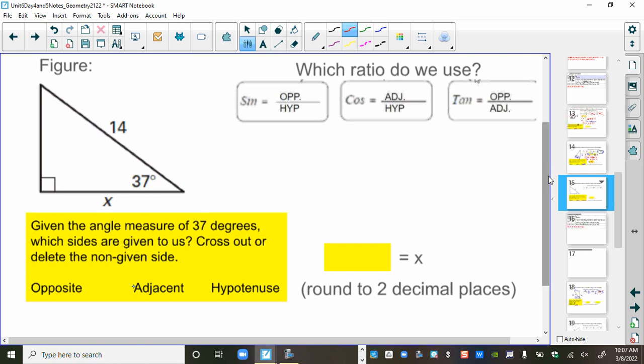All right, for this next one, same thing, our goal. We need to figure out which one do we use? Sine, cosine, or tangent? There's our 37 degrees. That's step number 1. So step number 2, what's given to us? Hypotenuse is 14, yep. So right away, we cannot use the tangent since you have a hypotenuse. So we're either using a sine or cosine.